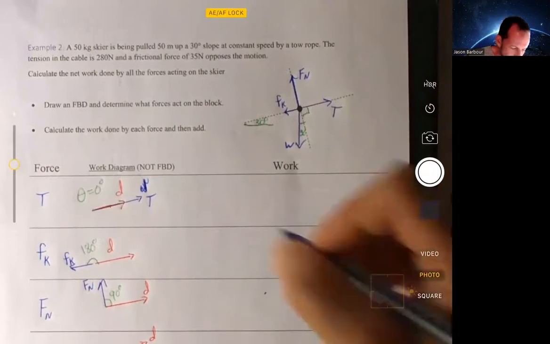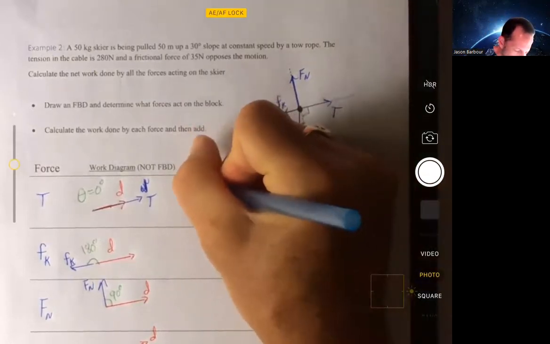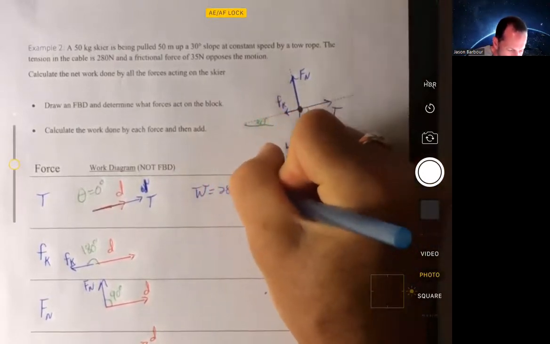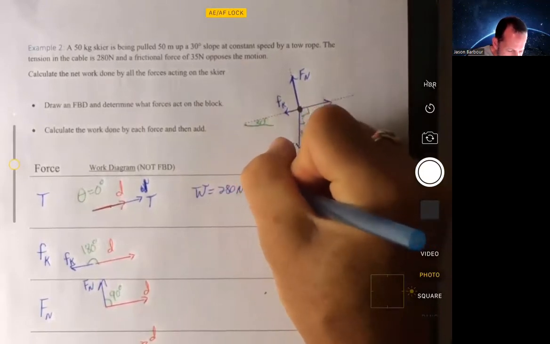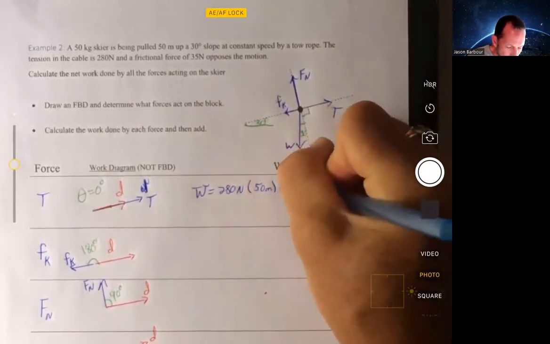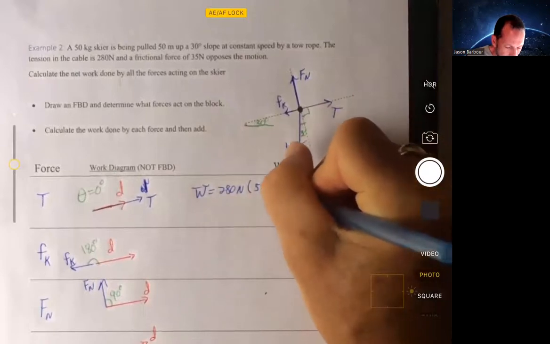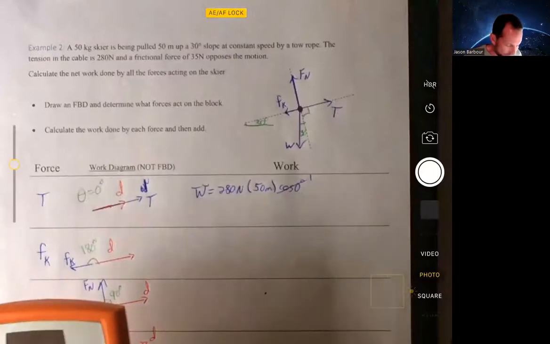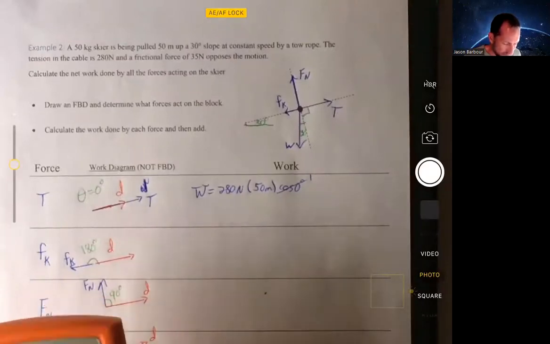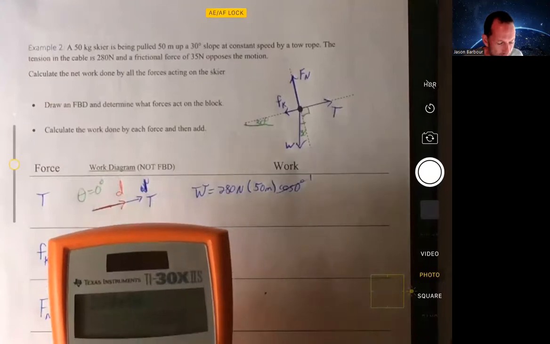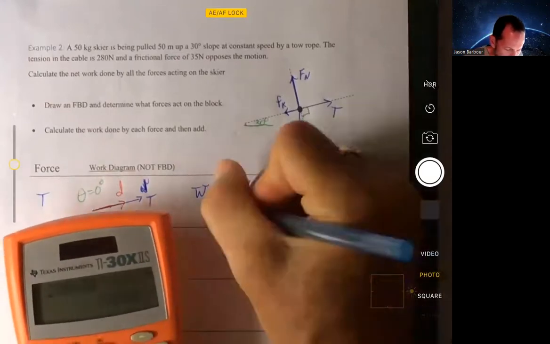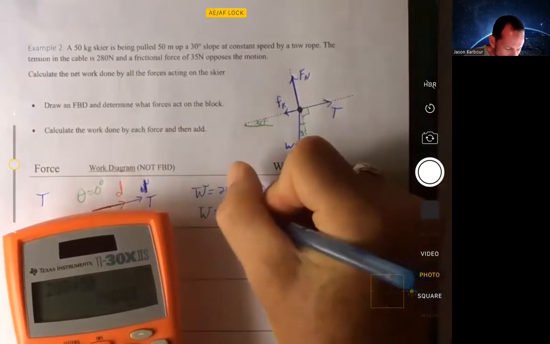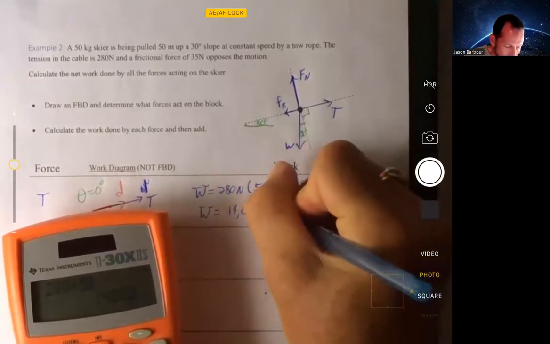Now we can calculate the work done. The work here is 280 newtons times, let's see, 50 meters times cosine of 0. And cosine of 0 degrees is just 1. So 280 times 50. You can type times cosine of 0 into your calculator if you want, but it's not going to make any difference. We have newtons times meters, and that's 14,000 joules.